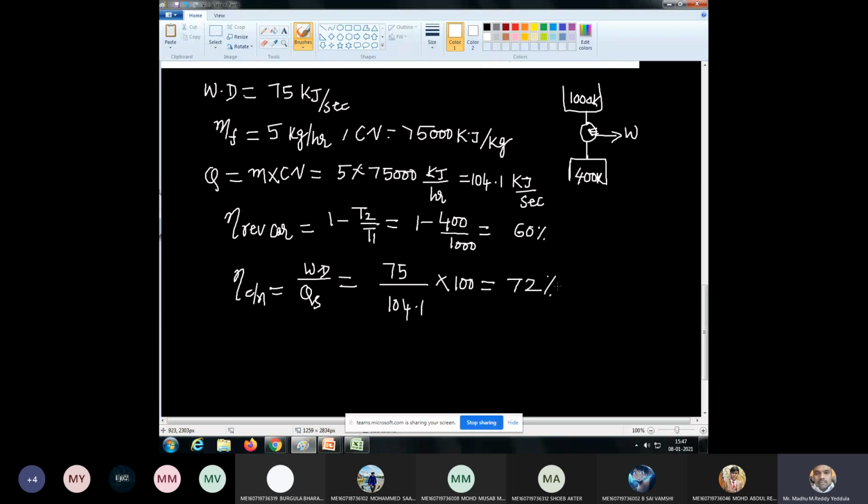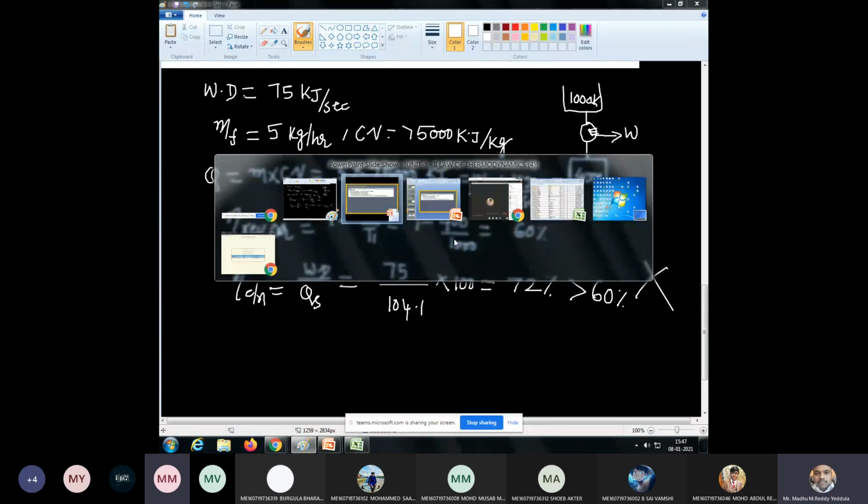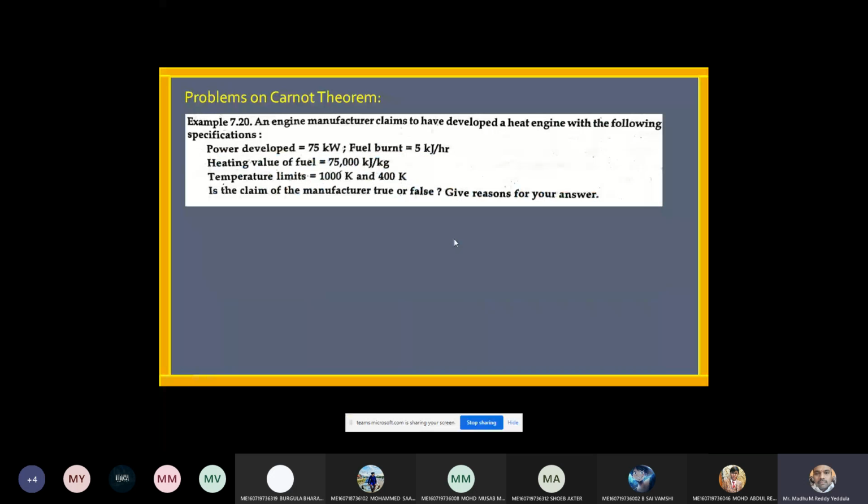72%. Again, it is also greater than 60%. This is also violating the Carnot principle, yes or no? Yes, sir. So the manufacturer claims an efficiency greater than the Carnot efficiency. Therefore, the claim is false. The patent cannot be issued to this engine. Clear now? Yes. Right. Next.